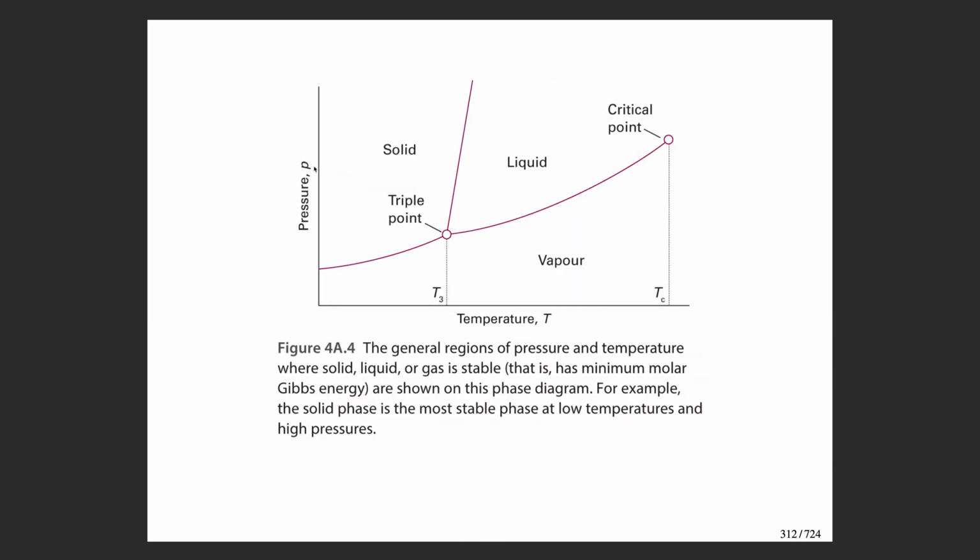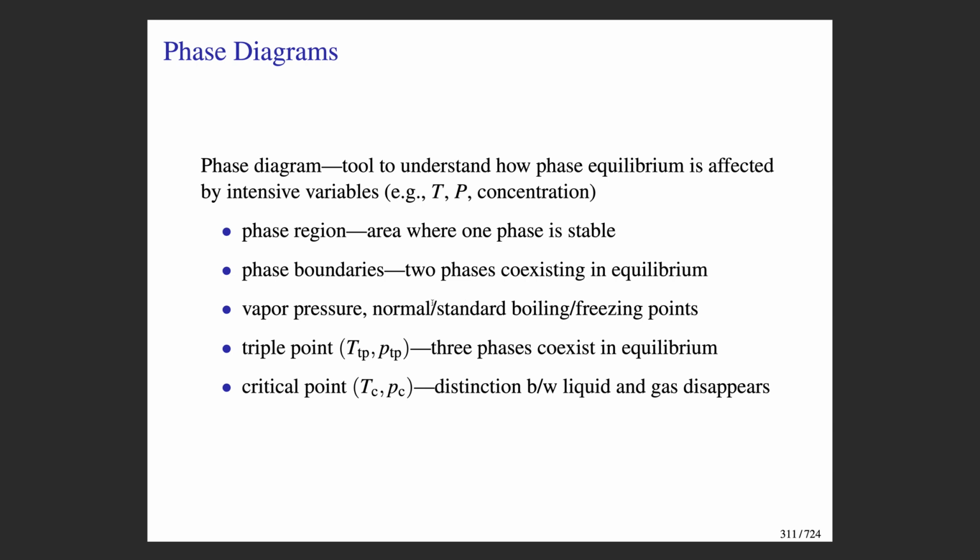Likewise, when the 1 atmosphere horizontal line crosses the solid-liquid coexistence curve, that would indicate what the normal melting point is of that liquid. The so-called standard boiling point and the standard freezing point, that would be for a pressure equal to 1 bar. And so the normal boiling point and the standard boiling point are pretty close together. They're not quite the same. They're just at slightly different pressures.